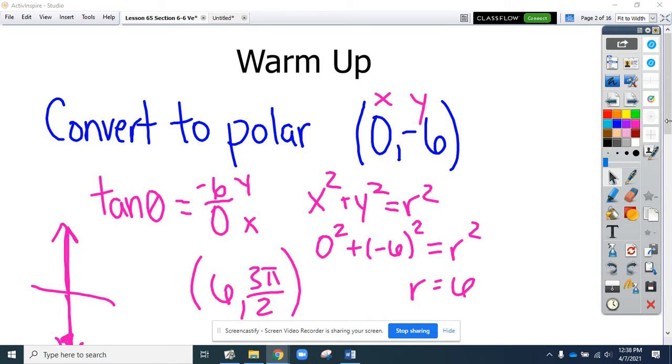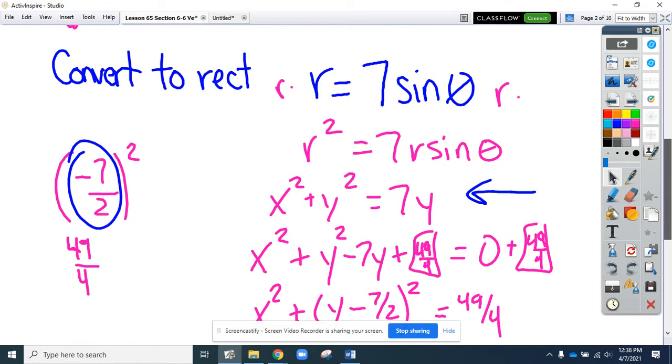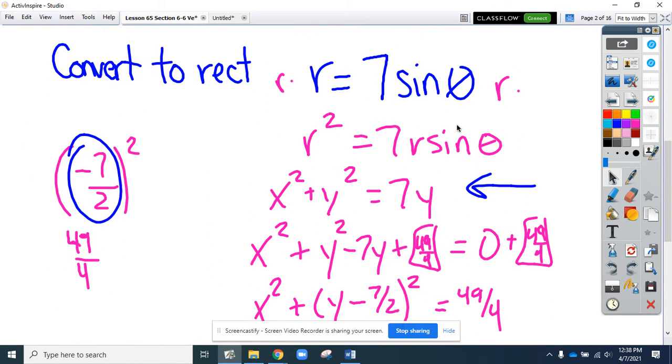For number two, you were looking at converting an equation. We had an equation here, and we were converting it to rectangular. If we were going the other way, that is a pretty easy direct substitution: x is r cosine theta, y is r sine theta, and you just solve. It's a little trickier when you start with polar because different things can happen. Sometimes you need to square, sometimes you need to substitute, and sometimes, like this one, you want to multiply both sides by r. You can see I did that, and I did that because it created this: r squared equals 7r sine theta.